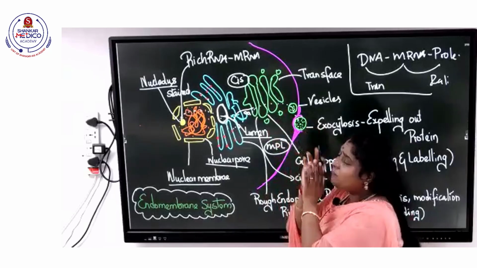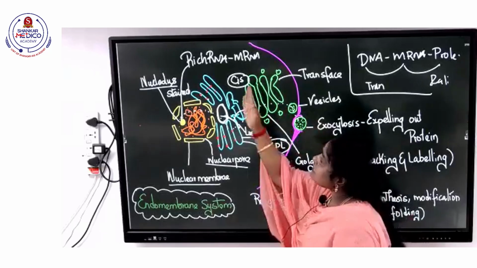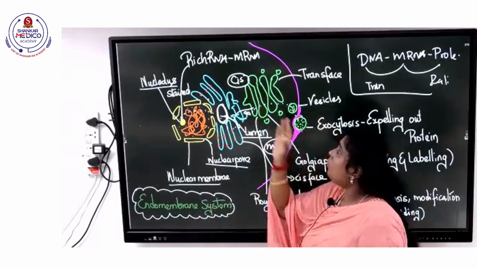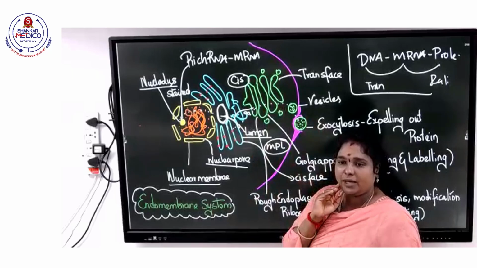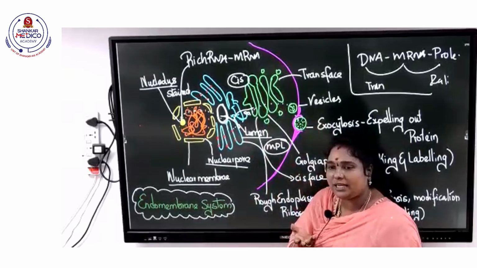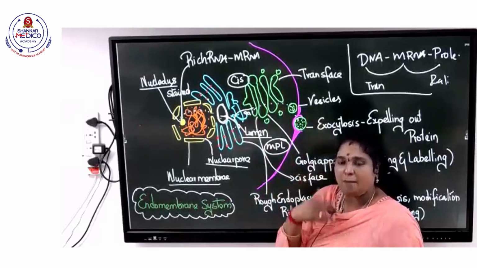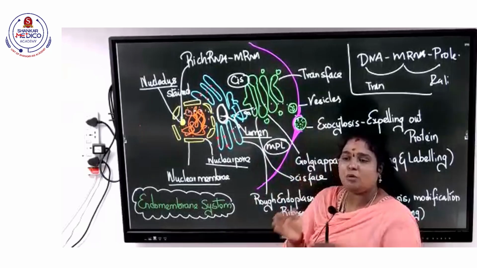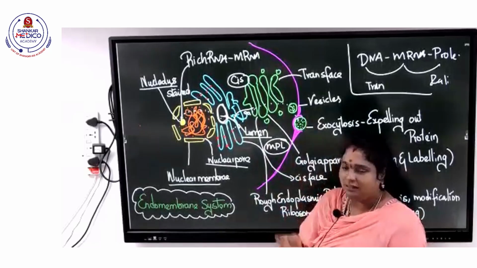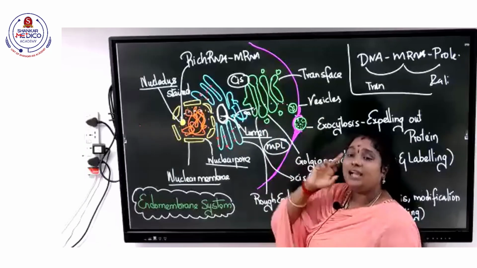This immature protein will be packed in a small vesicle and that vesicle will move to the Golgi apparatus. Now, which part of the Golgi apparatus? The cis part. Once it goes to the cis part, what will happen there? They get modified, packed and labeled. Once modifying, packing and labeling is done, the vesicles will move to the trans phase.